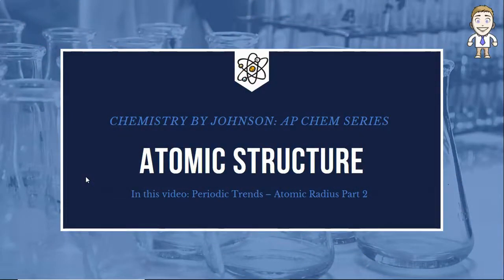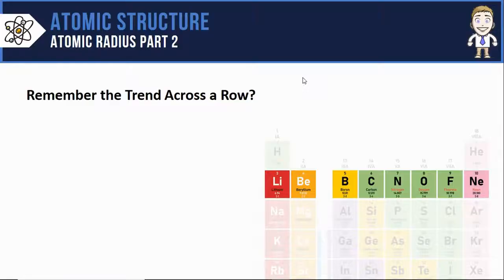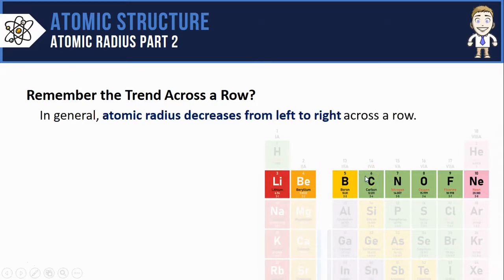Hey everyone, in this AP Chem series video, we're going to take a look at the periodic trend in atomic radius within a column on the periodic table. Remember, in the last video, we talked about the trend in atomic radius as you moved across a row, like we've got here highlighted for period 2. In general, the atomic radius will decrease from left to right, meaning the big atoms are here on the left and they get smaller and smaller as you move to the right.